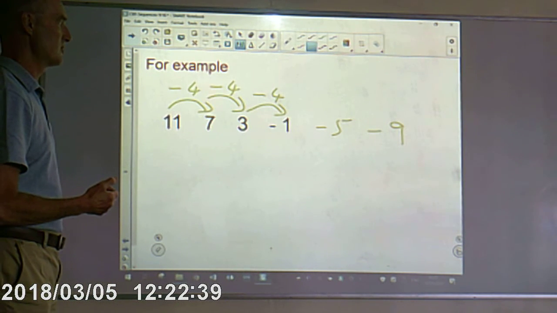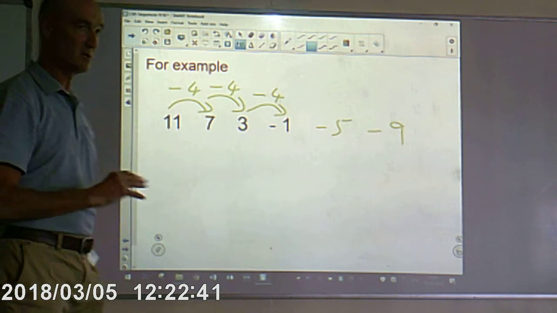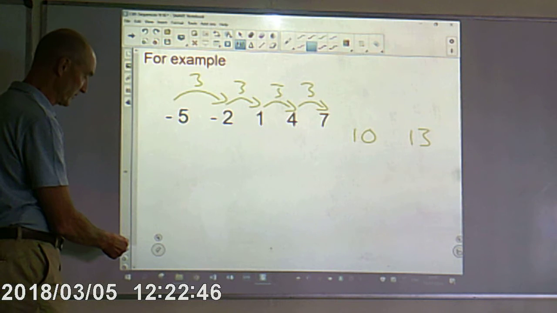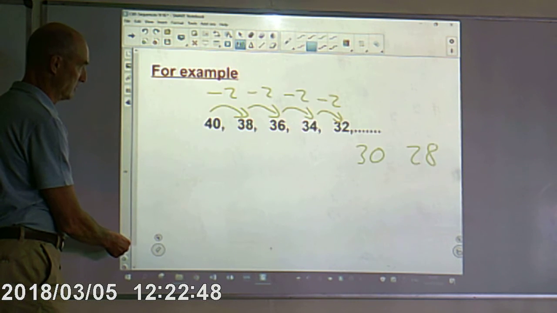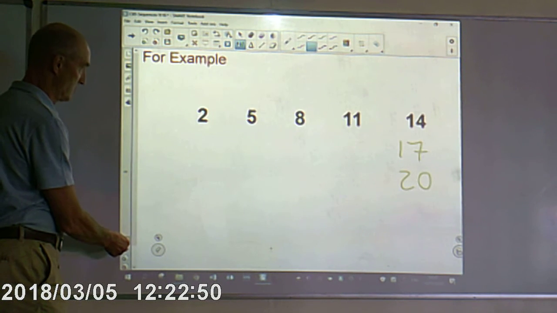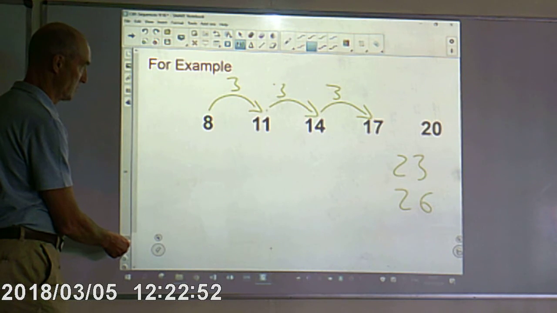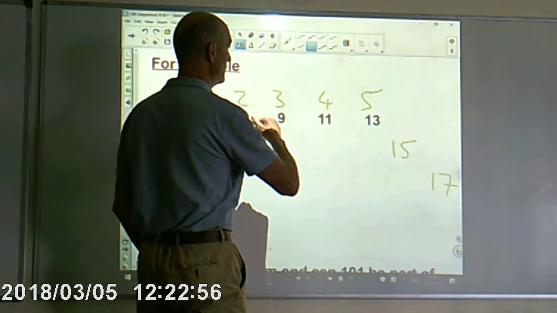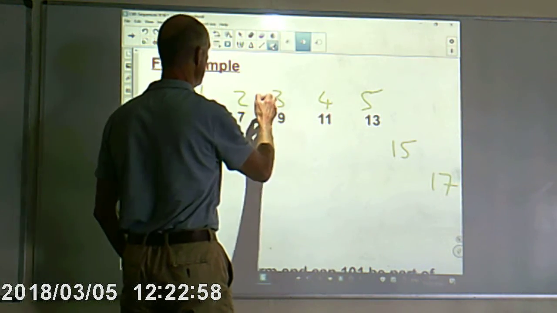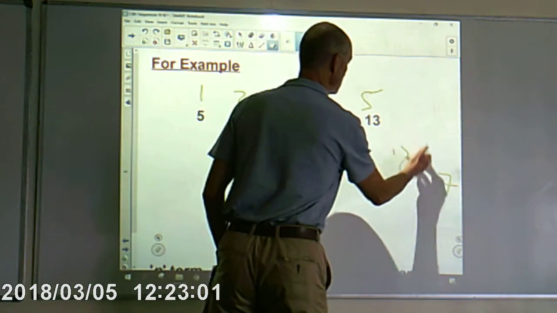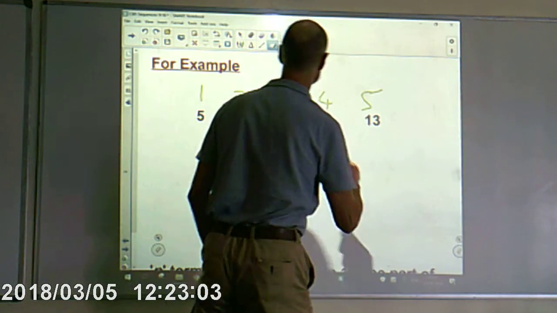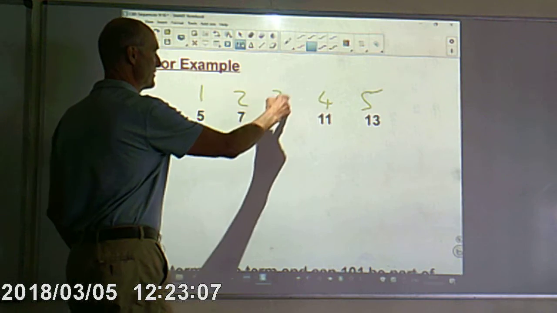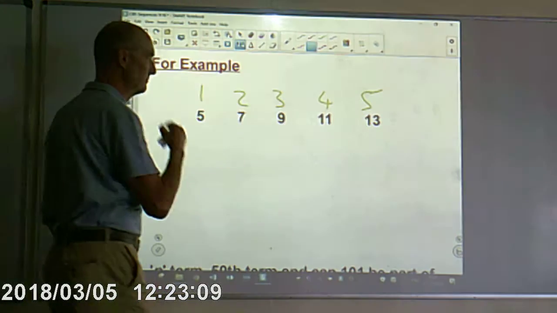I think that's the final example, because what we want to do now is look at how we find our nth term. So I'm going to go back to one of the more simple examples. Okay. Now, let's have a little look at this. So we've got the first term, the second term, the third term, the fourth term, the fifth term.